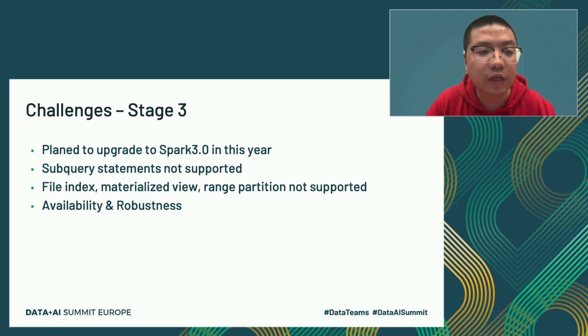In stage 3, we planned to upgrade to Spark 3 this year, and our customers need to use subqueries in the where condition to update some Delta tables. And also we have many features like file index, materialized view, range partitions. These optimization works didn't work for Delta tables, so we need to finish this. And also we considered availability and robustness.